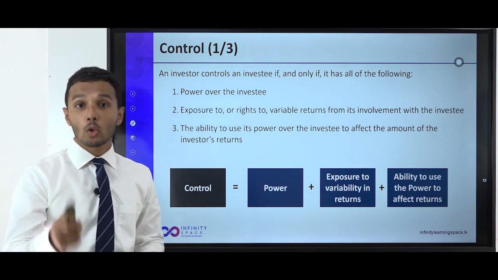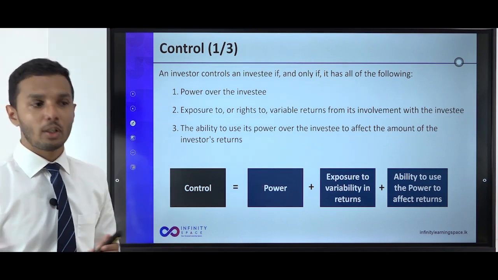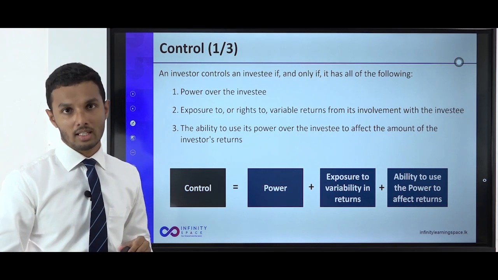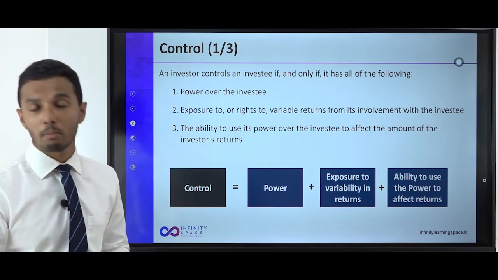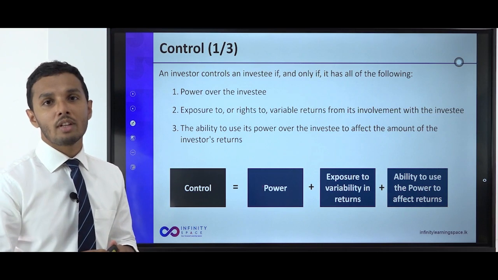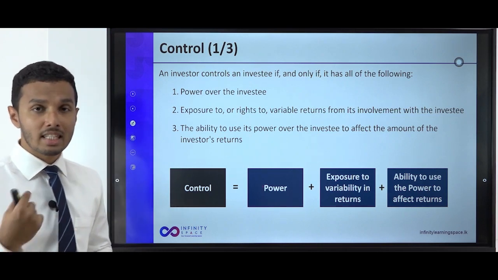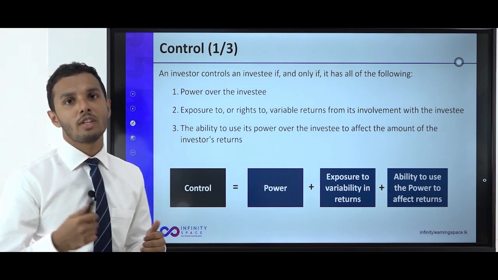So if you look at the board of directors, we know they are agents of the shareholders and they are the ones who take some of the most important decisions, but they don't have control over the company because they are simply acting as agents of the shareholders.